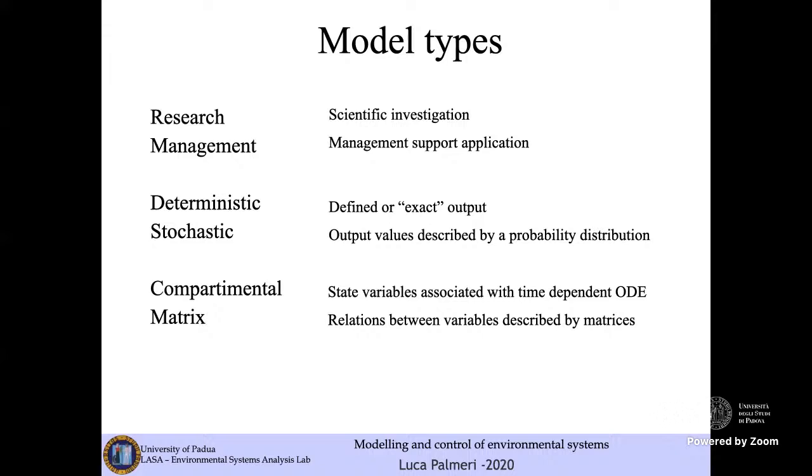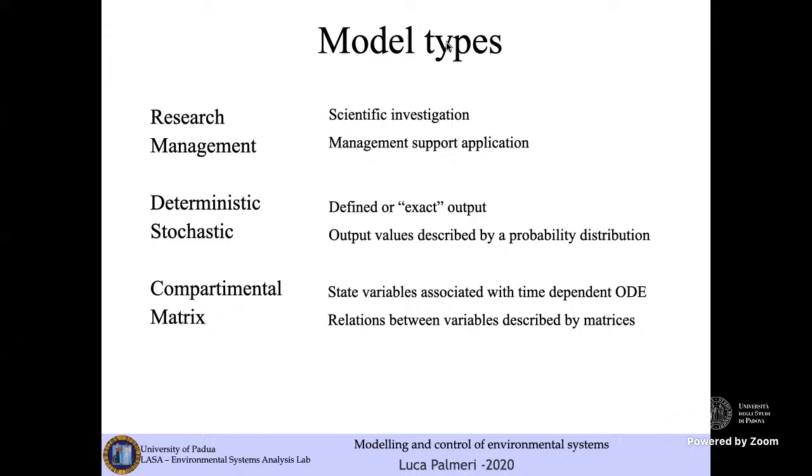We already said something about research. Research models, we said already that management models all arise from research models, and research models typically come out from the interrelationship between analysis or observation and synthesis, so the mathematical formulation of the mathematical model. Then we have already introduced a very important distinction between deterministic and stochastic models.